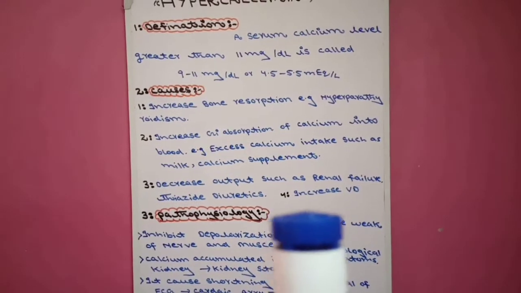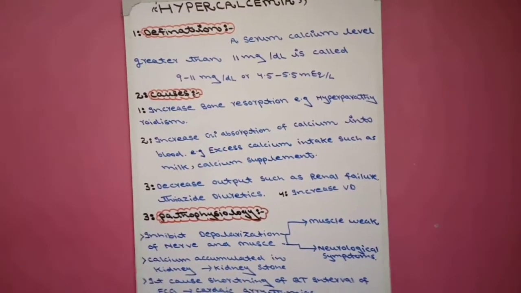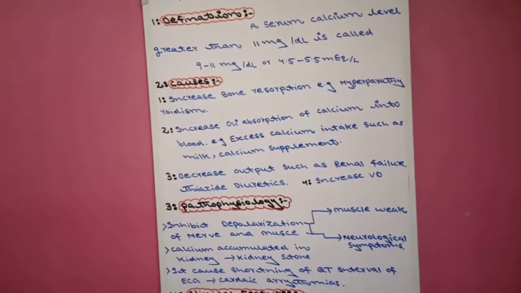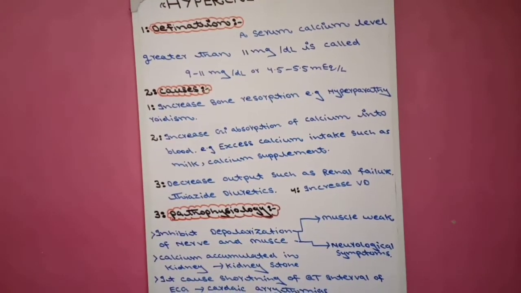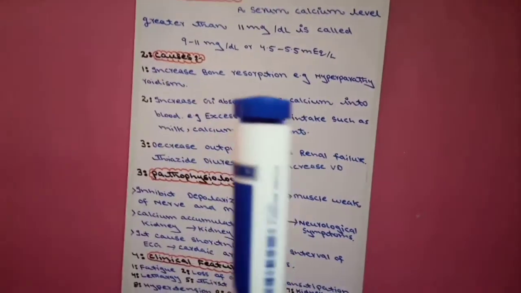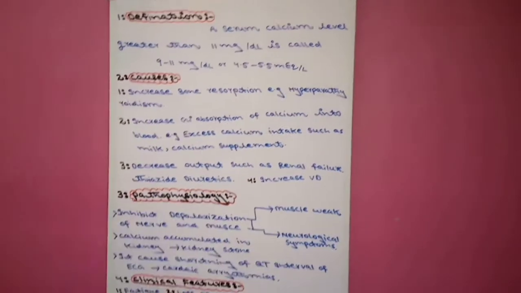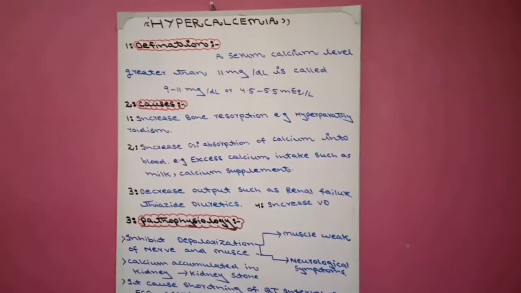The fourth cause is increased vitamin D. If in our body vitamin D concentration increases, vitamin D accumulates more calcium in our serum, and there will be hypercalcemia. Now there are four causes. Number one, increased bone resorption. Number two, increased GI absorption of calcium into blood. Number three, decreased output. And number four, increased vitamin D. These are the four causes of hypercalcemia.